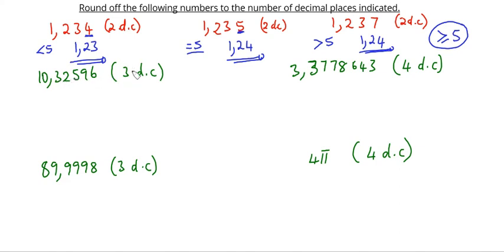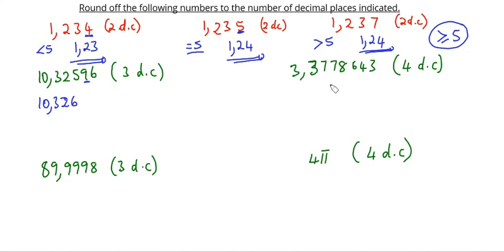10,32596, to 3 decimal places. Now, when it's 3 decimal places, what do we need to do? We need to look at this number here. When you look at it, it's 5 and above, and what will happen? It will add a 1 on the 5. So our answer there will be 10,326. Okay, that becomes the answer.